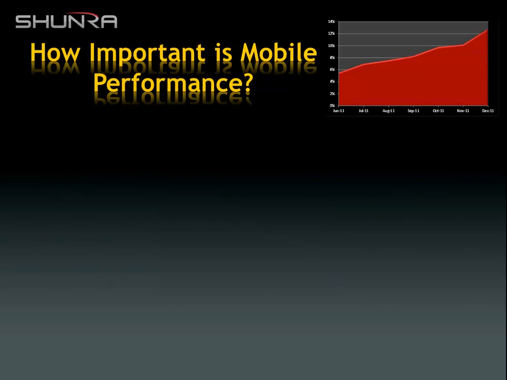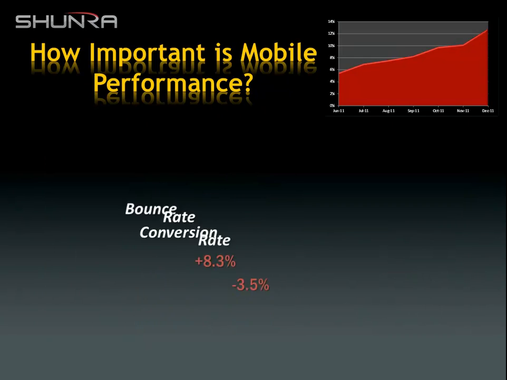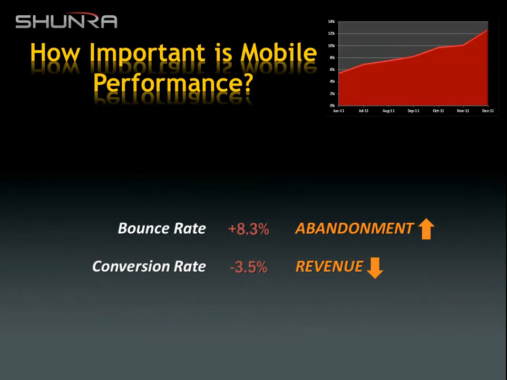A different study performed in 2011 by Strangeloop artificially delayed hundreds of thousands of real mobile visitors to mobile websites by up to 1 second, allowing reductions in all key metrics to be accurately measured as shown here. Most importantly, a delay of 1 second resulted in an 8.3% increase in bounce rate or abandonment and a 3.5% reduction in conversion rate or revenue. The summary is that mobile performance matters.